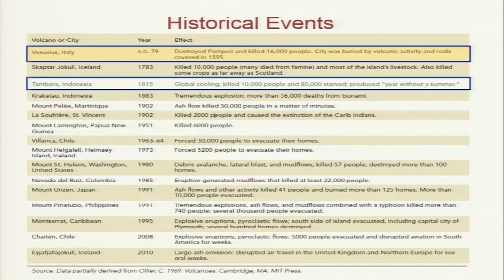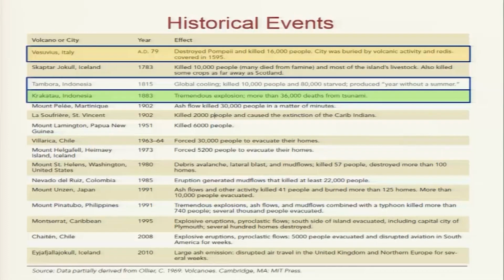So, you can understand that even if you are sitting away from the location of the volcanic eruption, if the volcanic eruption is very severe, then it can result in global climate change, or a global climatic effect also. But if the volcanic eruption is very frequent in most of the areas, then of course it will in total affect the climate. Then there is Krakatau, Indonesia, 1883, a tremendous explosion, more than 36,000 people were killed, and that was because of the tsunami.